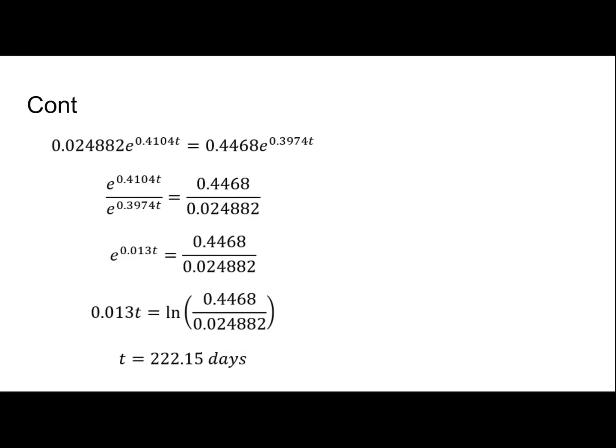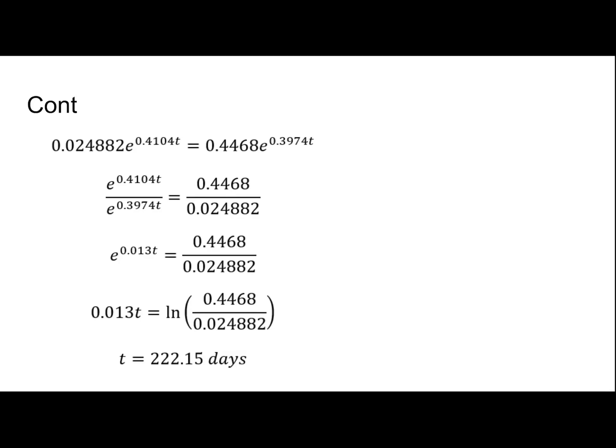So for example, 2 to the power of 2 divided by 2 to the power of 1 equals 2 to the power of 2 minus 1, right? Same thing here. We can just subtract the powers, okay? If we subtract the powers, we'll get e to the power of 0.013t, and that's equal to some constant. That's everything on the right hand side.